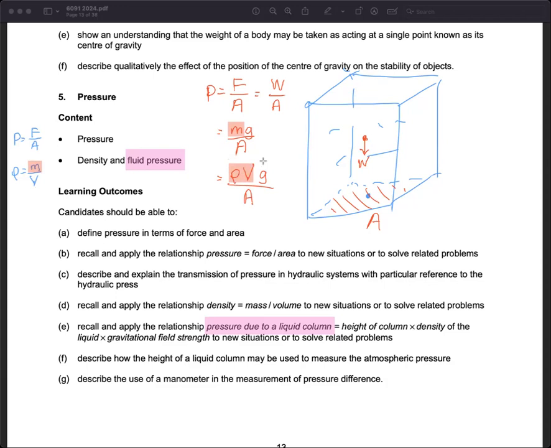So my m is the same as density times volume. Is that clear? Now, we have the volume of all the water here. We have the area at the base here. So volume divided by area, what do we get? Okay, what do we get when we have volume divided by area? Is it the same thing as height?